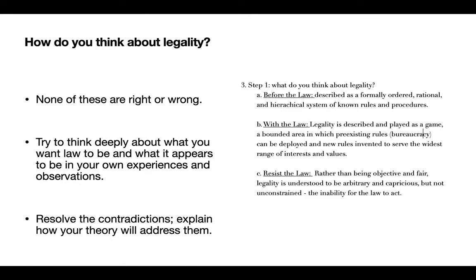And so you need to try to think deeply about what you want the law to be, what you'd imagine it should be in a perfect world, and then what it appears to be based on your own experiences and your own observations and all the contradictions I've shown you in this class. And then you need to resolve those contradictions. Explain how your theory is going to address those problems.